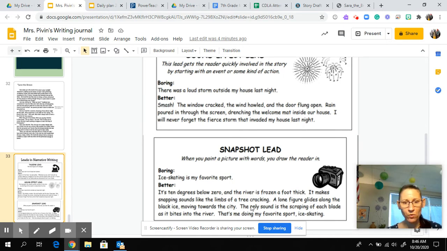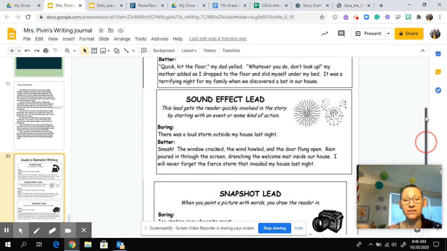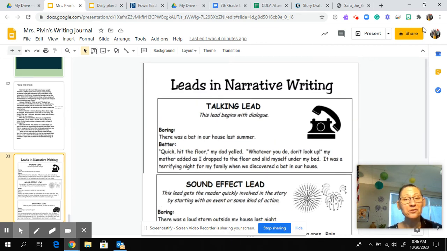Ice skating is my favorite sport. That's the boring way. Or: it's 10 degrees below zero and the river is frozen a foot thick. It makes a snapping sound like the limbs of a tree cracking. A lone figure glides along the black ice, moving toward the city. The only sound is the scraping of each blade as it bites into the river. That's me doing my favorite sport, ice skating. So there's a vivid description that really gets the reader envisioning and picturing what it looks like. So that is another opportunity to start out vividly, to draw your reader in, to want to learn more about your story and want to keep reading.